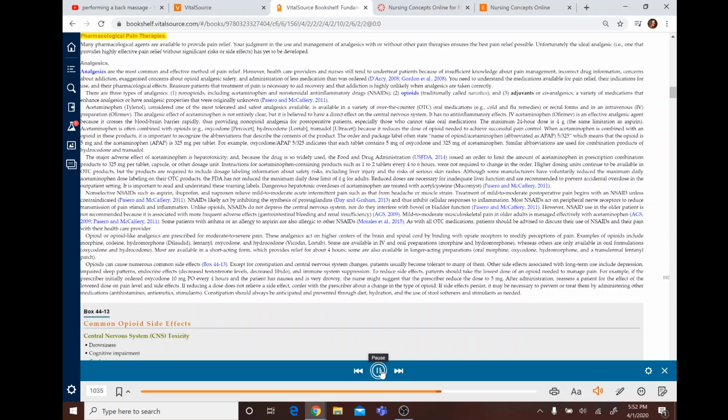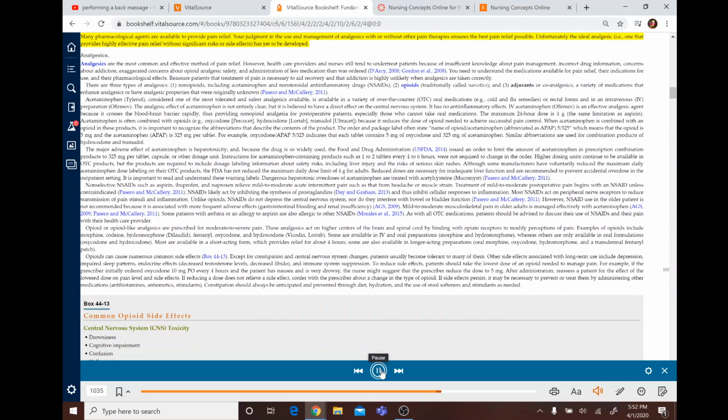Pharmacological pain therapies. Many pharmacological agents are available to provide pain relief. Your judgment in the use and management of analgesics with or without other pain therapies ensures the best pain relief possible. Unfortunately, the ideal analgesic, i.e., one that provides highly effective pain relief without significant risks or side effects, has yet to be developed.